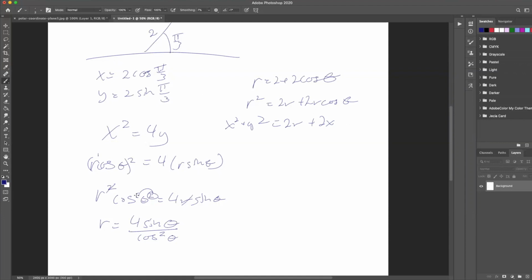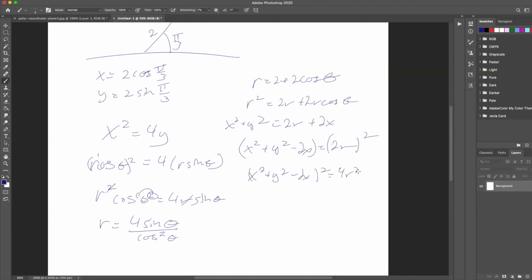All right, and so in order to finish this, we need to get r squared again. So we move everything over. So we have x squared plus y squared minus 2x is equal to 2r. And then here, we can just square both sides again. And so this ends up being a huge mess, right? But we'll just leave it as the mess it is.